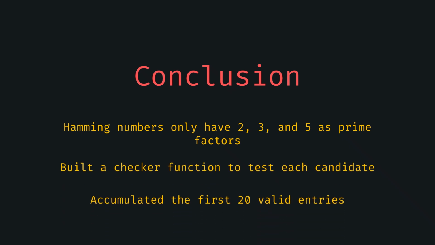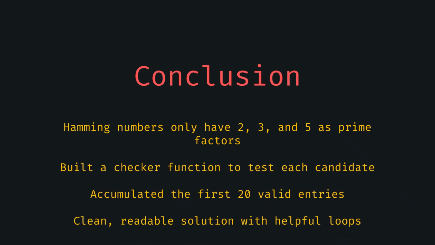So there you have it. We have created a flexible function that builds the first 20 Hamming numbers. Those special numbers made from just 2's, 3's and 5's. It is a great way to practice prime factor checking while also producing something mathematically interesting.